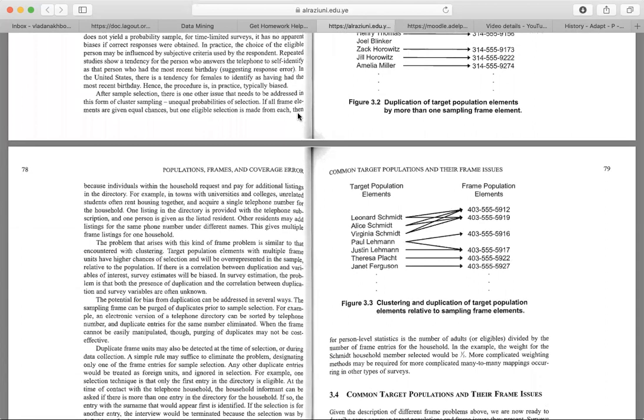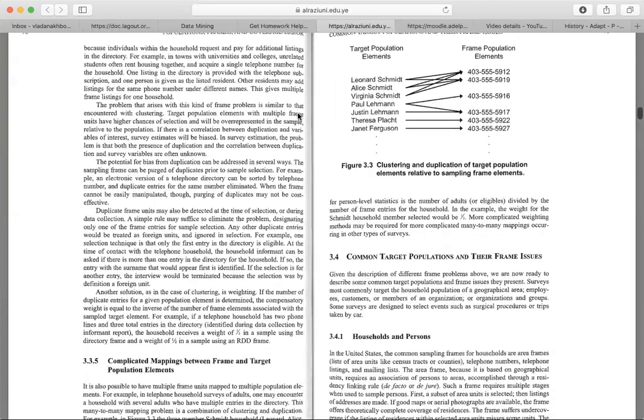Complicated mappings between frame and target population elements: multiple frame units map to multiple population elements. This is a combination of clustering and duplication. How can we solve this? By weighting survey results.